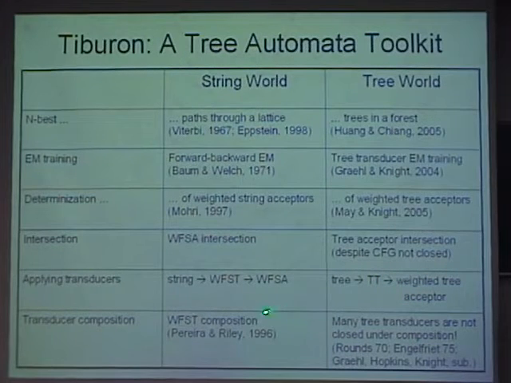And composition is another interesting thing. So a lot of what works in the string world is because you can take two transducers and build a single transducer automatically that does the job of both of them. And a lot of tree transducer classes aren't closed under composition. So the tree world is messier. So you can't necessarily take two tree transducers and make a single tree transducer that does the job of both of them. So that's kind of an active area.